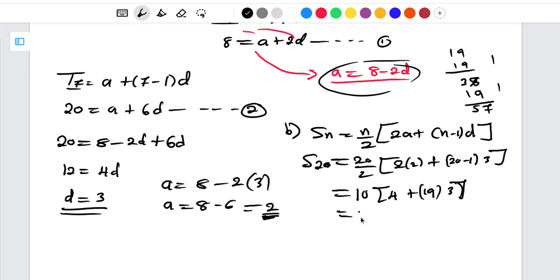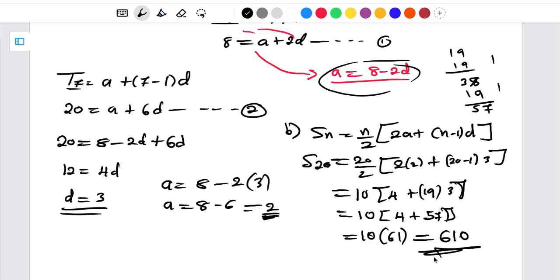So we're getting 57. So 10 open square bracket 4 plus 57. 57 plus 4, what are we going to get? We're going to get 61. So 10 multiplied by 61, we're going to get 610. So this is going to be our final answer.